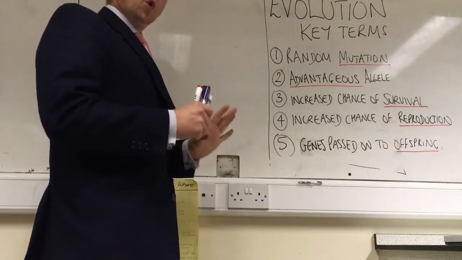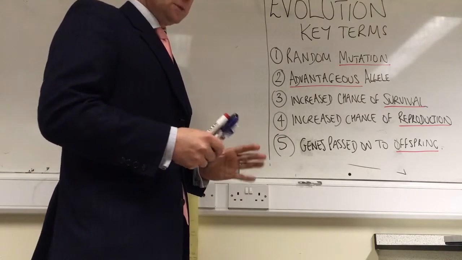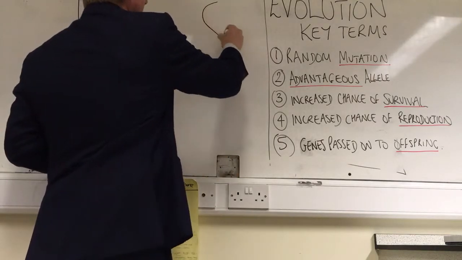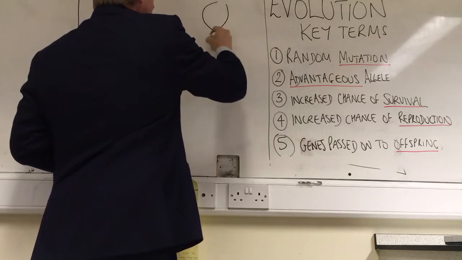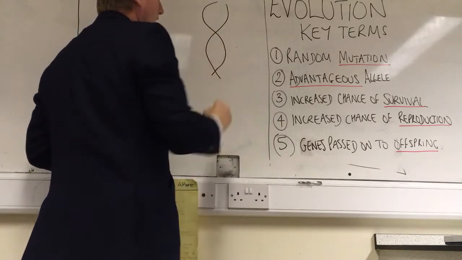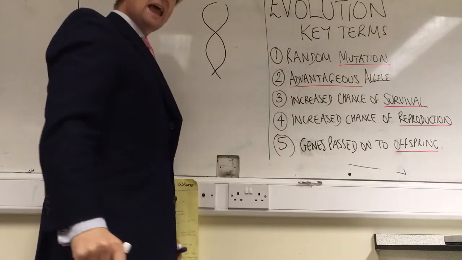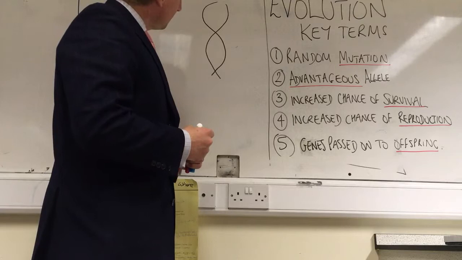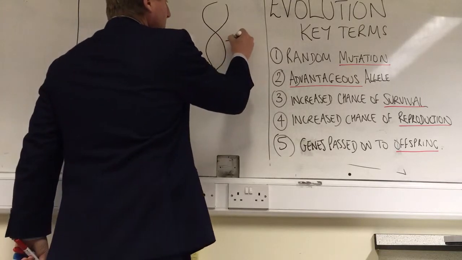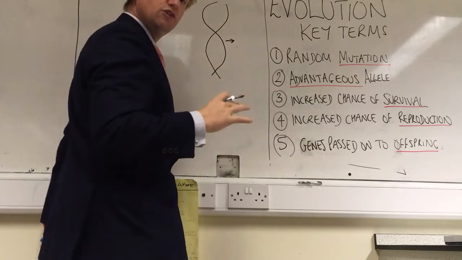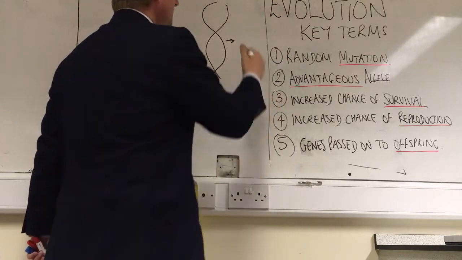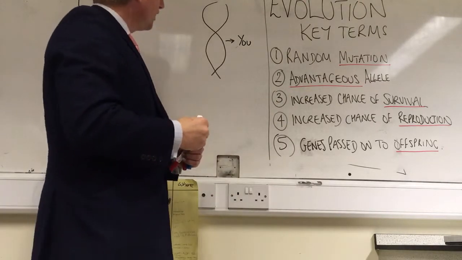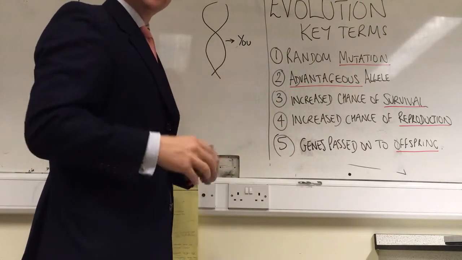Well, evolution always starts with a random mutation. And a mutation means a change in the DNA. And so DNA is a double-stranded molecule that's found in every one of your cells in the nucleus. And the DNA is a recipe that tells your cells how to make a you. Or the DNA of a tiger tells the tiger cells how to make a tiger.